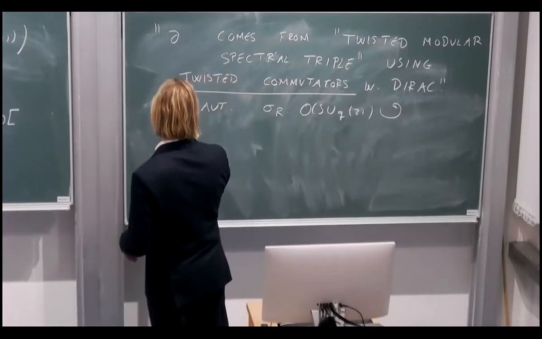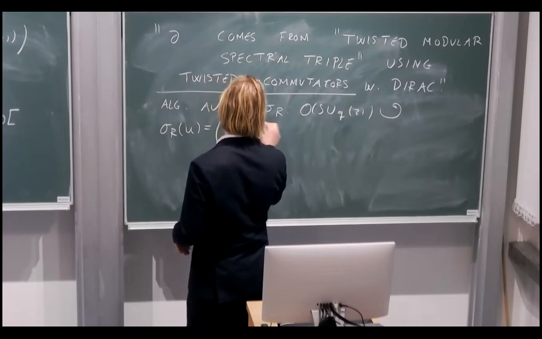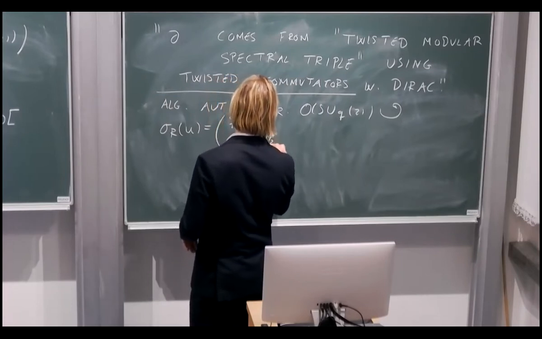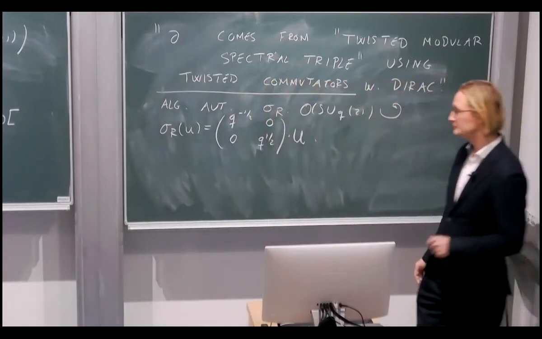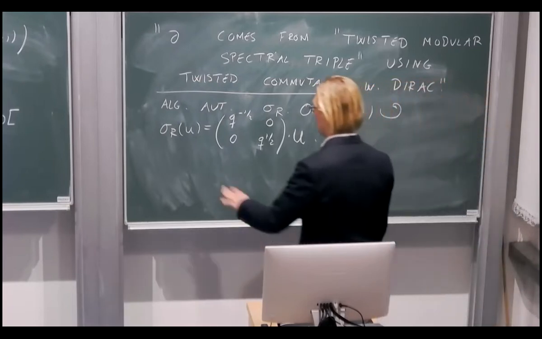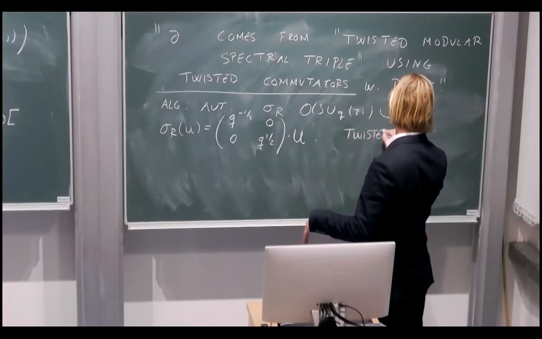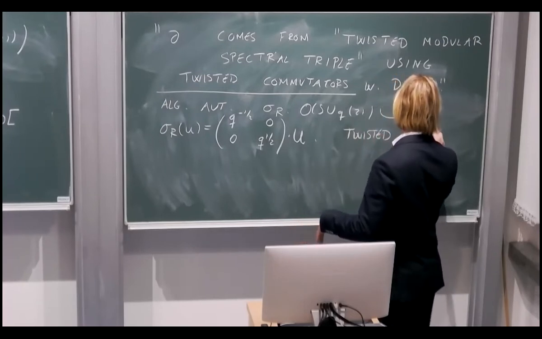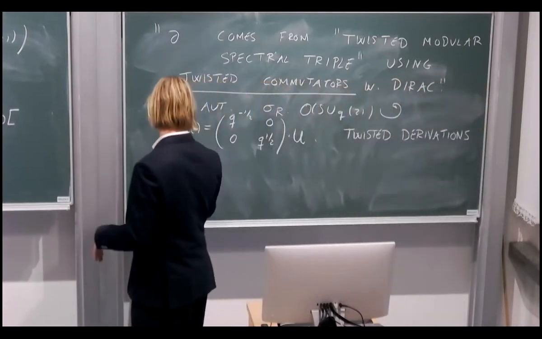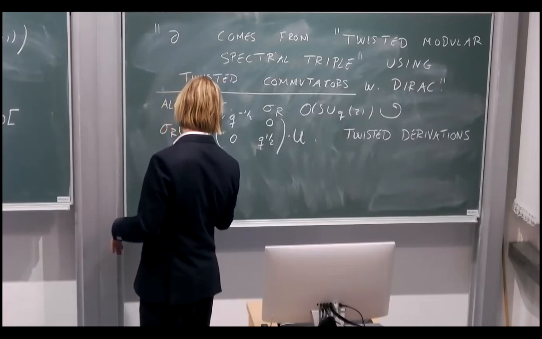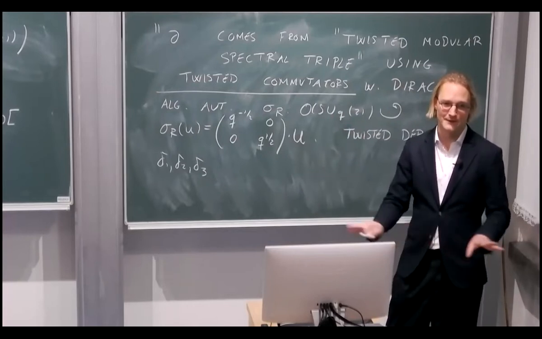So now sigma R of U is just the same matrix, multiply U from the left instead of from the right. Okay, and this is an algebra automorphism again. You extend it to an algebra automorphism. And then you have twisted derivations, three of them. So this is delta one, delta two, and delta three. And they are now, instead of being twisted by sigma L, going to be twisted by sigma R, but it's the same kind of Leibniz rule.